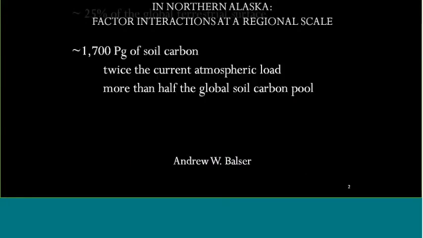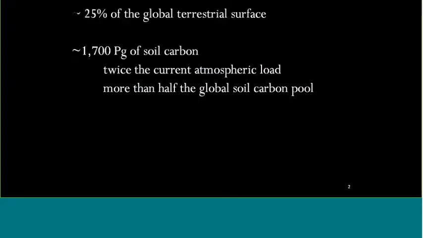So for this crowd, we probably don't have to go over this too much. For permafrost, a quarter of the global terrestrial surface is permafrost landscape. And with 1,700 petagrams of soil carbon, that's about twice the current atmospheric load of carbon. So permafrost carbon constitutes a significant pool.